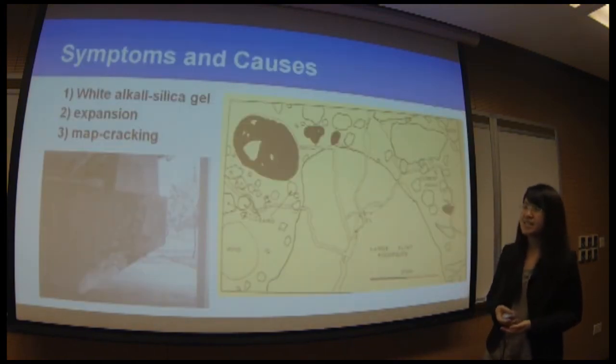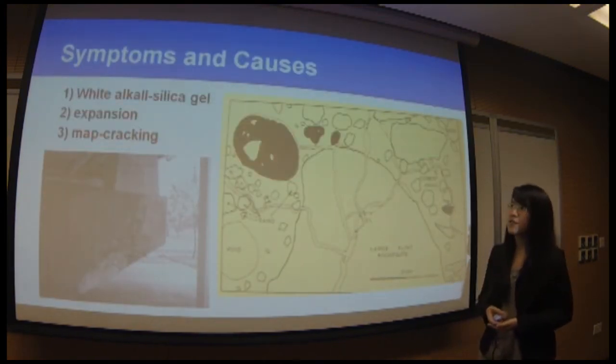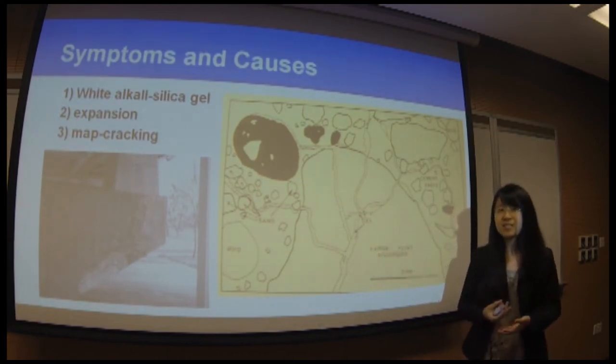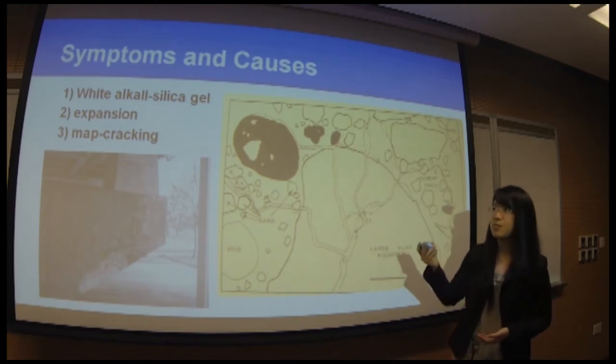So how can we recognize this reaction? First of all, there are three symptoms by which we can recognize it. The first is the presence of white alkali silica gel, as this gel is the only product of this reaction. After the formation of this gel, it will leak into the microcracks inside the concrete, and then leak out of the concrete structure. So if you can see this white alkali silica gel, it represents the occurrence of ASR inside the concrete.